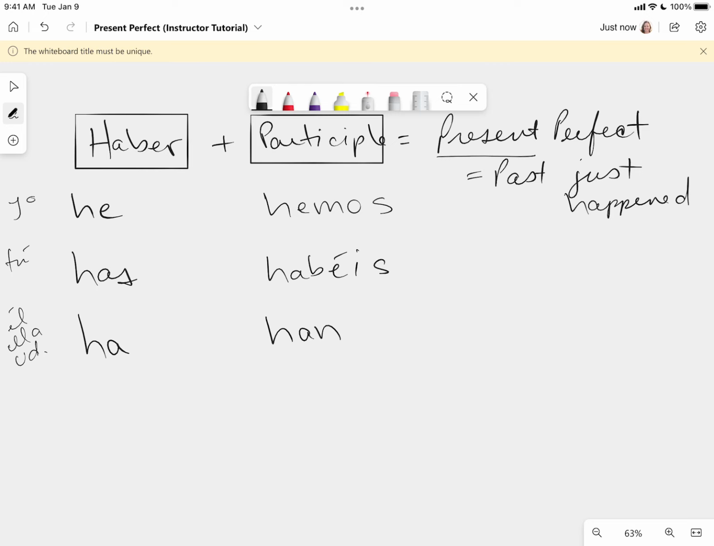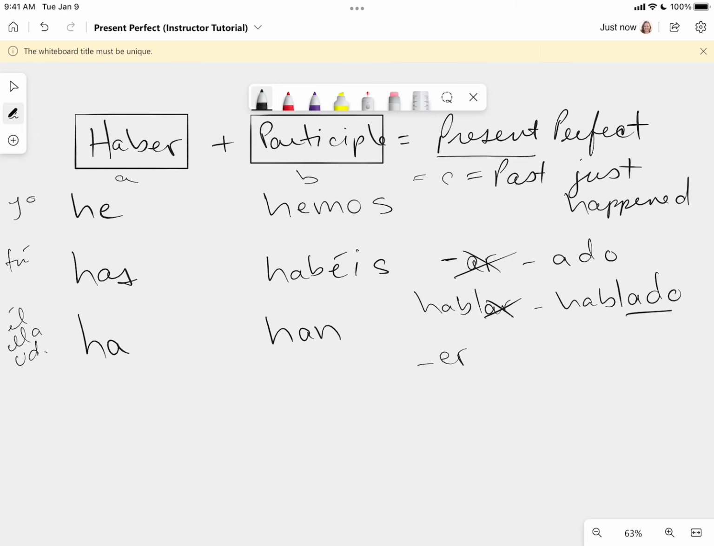Okay, but don't forget there's a second part here. So this is just part A. Now we need part B to equal C, just like in algebra, right? All right, so part B is the participle, and the rules are, for regular participles, we drop the AR and we add ado. For example, I love hablar, drop AR equals hablado. And this is the participle for an AR verb.